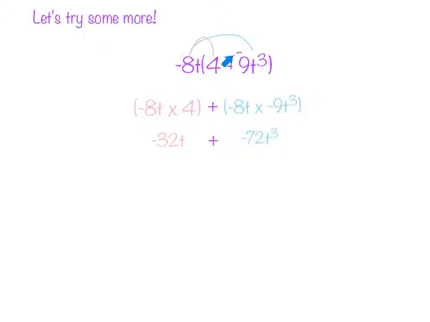Now we can distribute. So that will give us negative 8t times 4 plus negative 8t times negative 9t to the third. Then when we multiply this, that will give us negative 32t, and multiplying this will give us 72t to the fourth. That can't be simplified, so that's going to be our final answer.